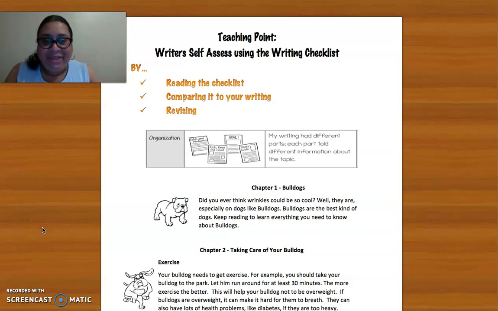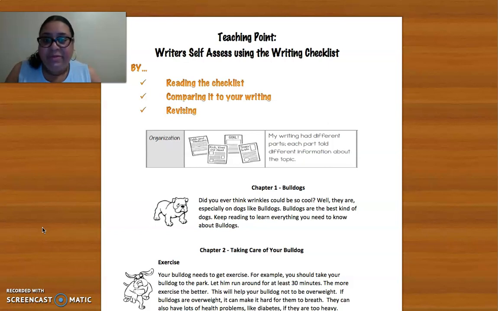So, I just want to tell you that your teachers and I have been reading your nonfiction pieces, and we are very impressed. You've definitely been taking everything that you've been learning about elaboration strategies and including it in your writing. So today I want to teach you that another thing that writers do to make sure that they are teaching more is by self assessing.